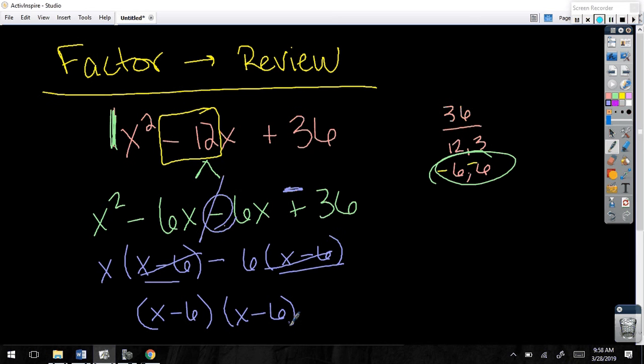Now, if you went backwards, you would FOIL. You'd come back to what you started. Now, what happens if it looks a little bit different? In other words, let's say I had 4x squared, let's do minus 9.